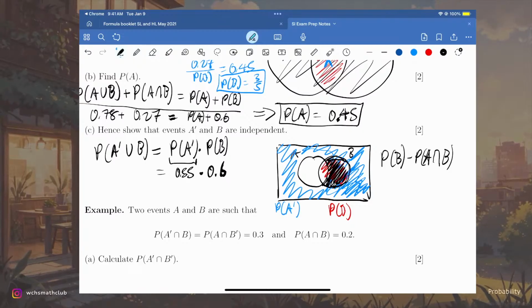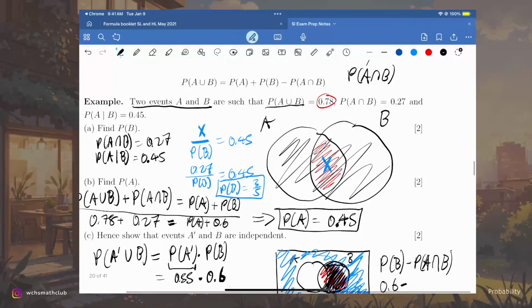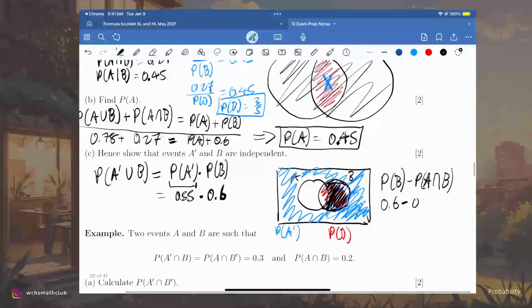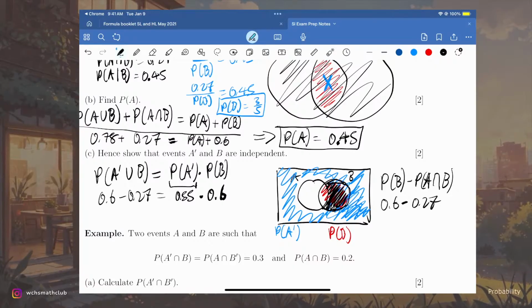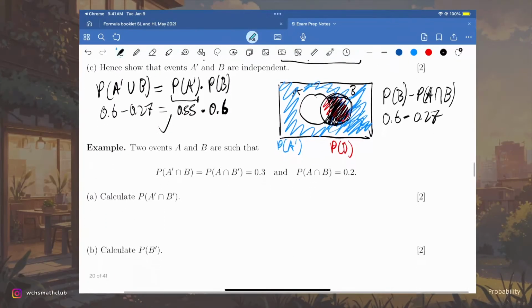And P of B, as we've derived before, is 0.6. And A intersect B is 0.27. And plugging that in, we get this. And it's quite easy to confirm that this actually does hold true. So, on to the next problem.